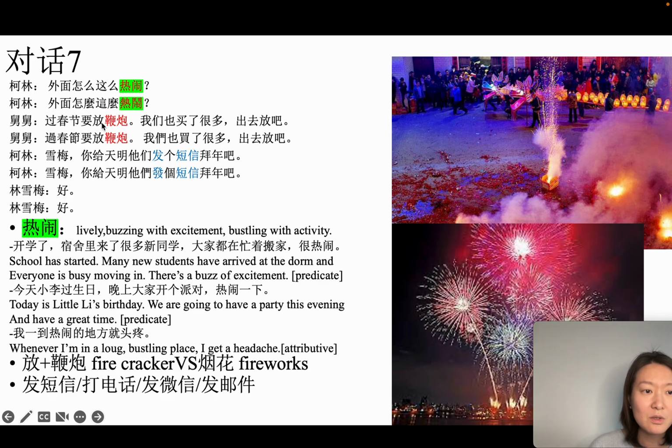you need to 放鞭炮。放 is the verb. 鞭炮 is the noun, firecracker. Okay, when do we Chinese people 放鞭炮? Basically 3 situations. First, celebrate 过春节. Second, 结婚, get married. You want everybody to know, oh, I get married. So you can 放鞭炮。And the third situation is when you have a business, you open the door.